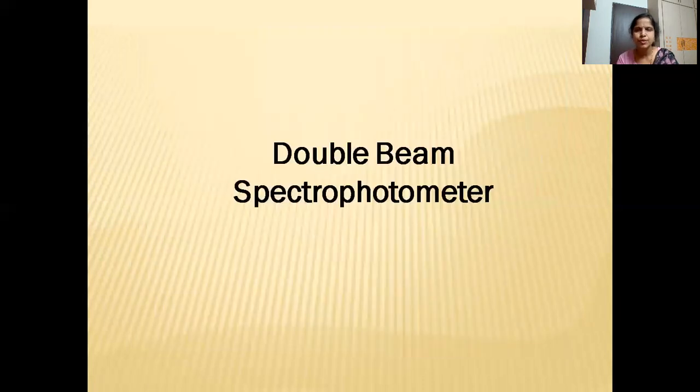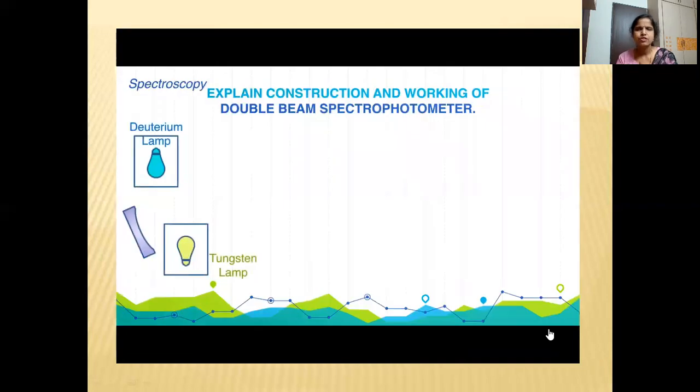Now we'll see the double beam spectrophotometer. How it works is again the light source, so deuterium lamp or tungsten lamp, or else you can also have an IR light source. For IR, we'll be using a Nernst Glower, that is made up of rare earth oxides such as yttrium and zirconium oxides. We have to heat that at about 1500 to 2000 degrees centigrade such that it will release IR radiations. So these are the light sources.